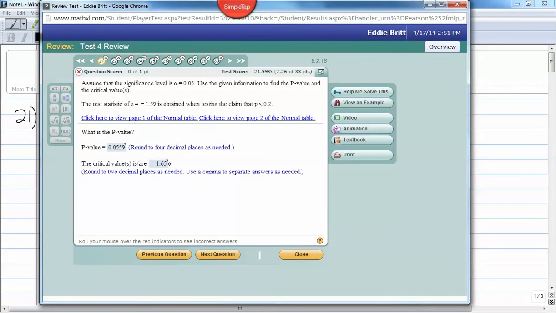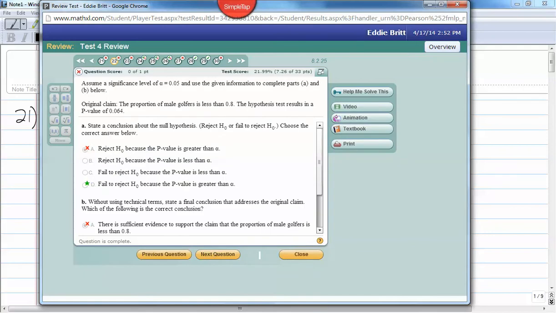So why does that say 1.65? That's because if we round to 2 decimal places, that's what it says to do, then it's negative 1.65. And actually, look, it will take negative 1.65 and negative 1.64. Okay. Let's go to the next question.